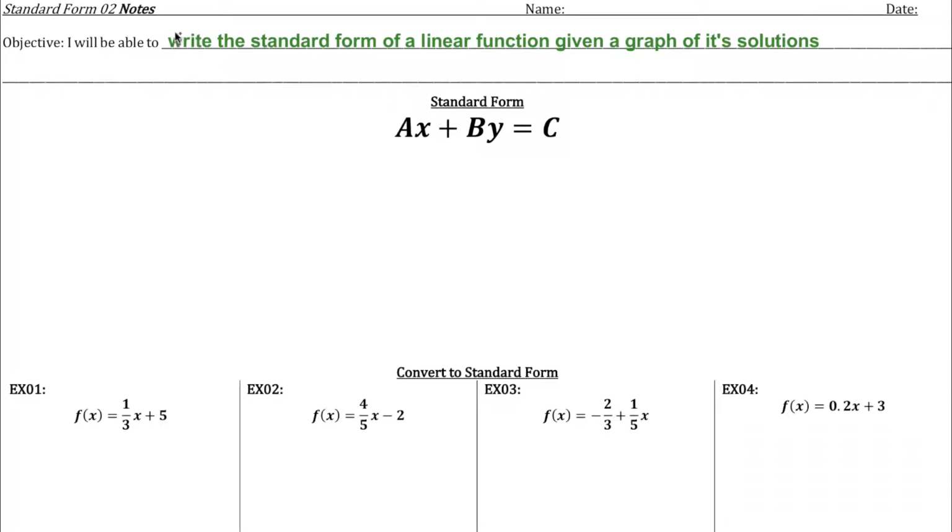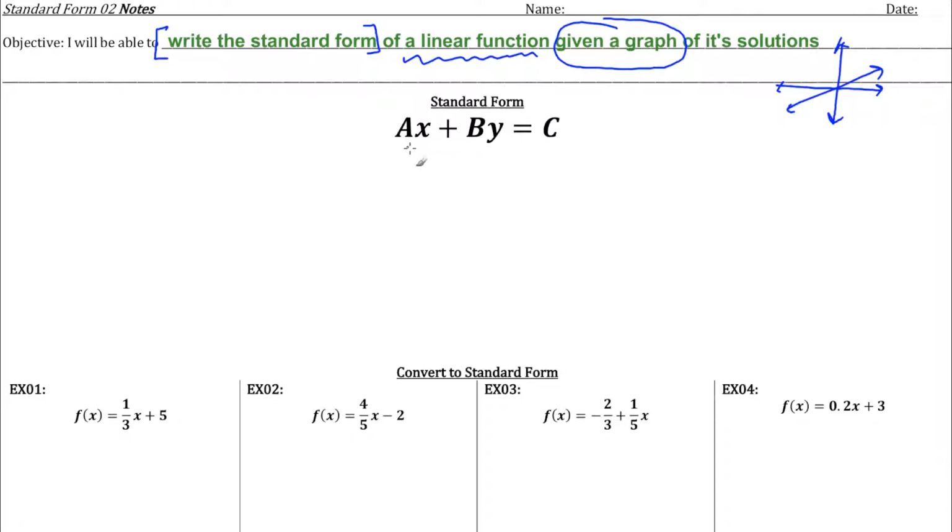All right, so in this lesson, we are going to write the standard form of a linear function given a graph of its solutions, given a graph. So I'm basically going to give you a graph, or you will be given a graph, and you'll have to figure out how to write this for it. There are a few different ways to do this, but I'm going to show you a way that you'll be more likely to remember.